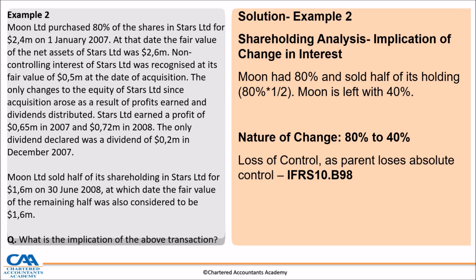Now, from 80% to 40%, if control is determined through voting rights, it means that Moon no longer has control in Stars Limited. This change is referred to as a loss of control. As parent loses absolute control, this is accounted for using the guidance in IFRS 10 B98.